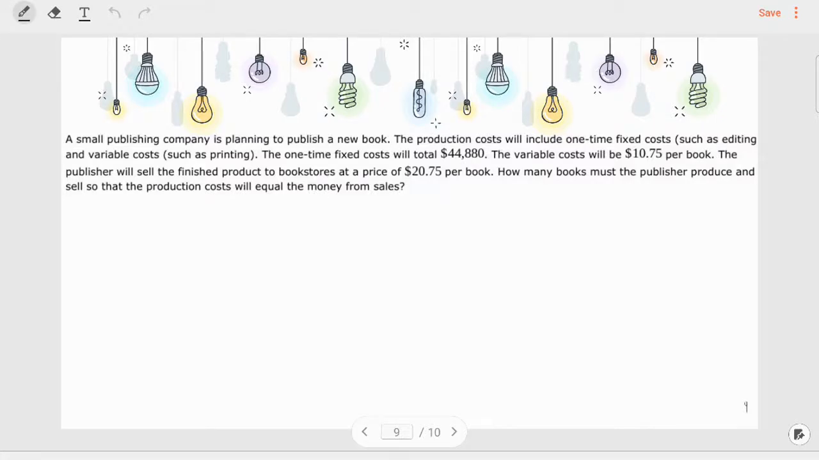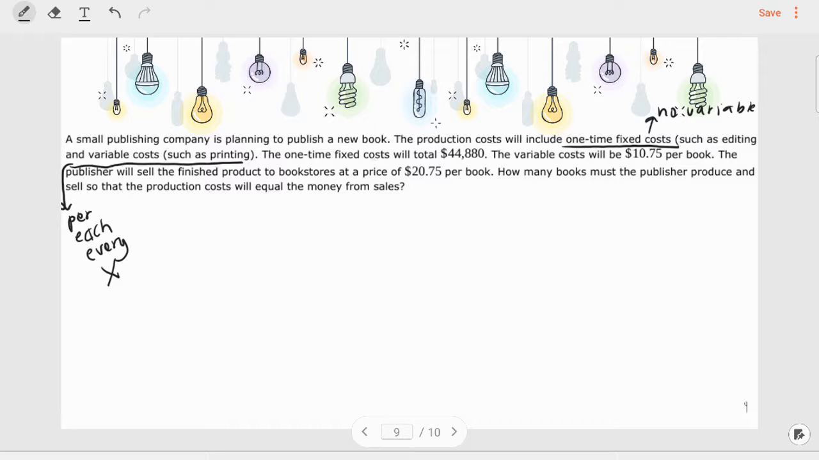All right, we're going to deal with one that has some decimals, so make sure you have your calculator handy so that we can use that to our advantage. A small publishing company is planning to publish a new book. The production costs will include a one-time fixed cost. Okay, so that's going to have no variable, just a heads up. And a variable cost, such as printing. So this is something that is going to be per book, per, or each, or every. And I'm going to include a variable next to it.